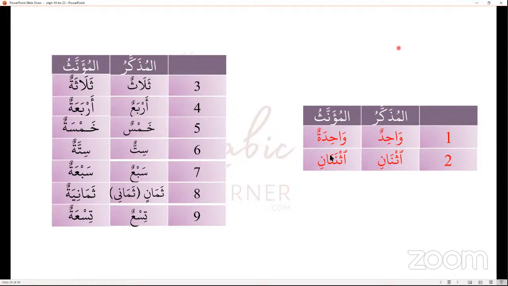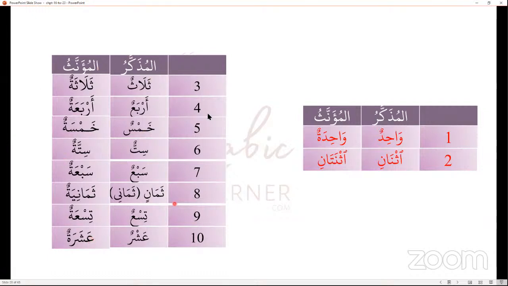So these are all the muzakkar and muannas forms. When you are talking about only muzakkar: wahidun, ithnani, thalathun, arba'un, khamsun, sittun, sab'un, thamanin, tis'un, and ashrun. And when it comes to muannas: wahidatun, ithnatani, thalathatun, arba'atun, khamsatun, sittatun, sab'atun, thamaniyatun, tis'atun, asharatun. These are the genders.